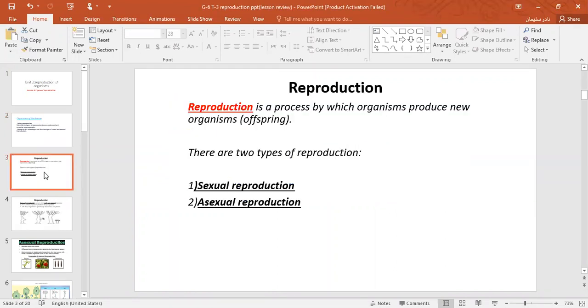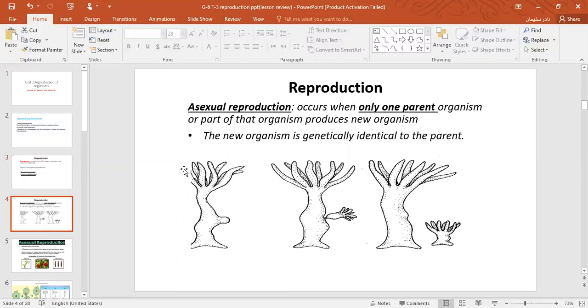To start with, reproduction is a process by which organisms or living things produce new organisms. The new organisms produced are named offspring. Okay? So there are two types of reproduction. They are sexual reproduction and asexual reproduction. To start with asexual reproduction, it's a type of reproduction that occurs when only one parent organism or part of it produces a new organism. Okay? The new organism that is formed is genetically identical to the parent, like a copy of it.